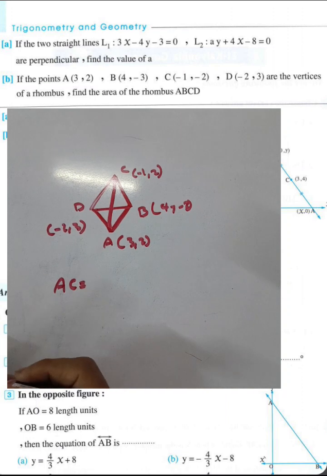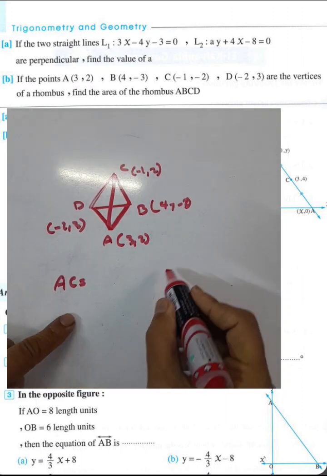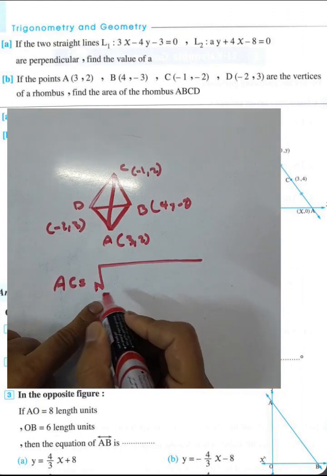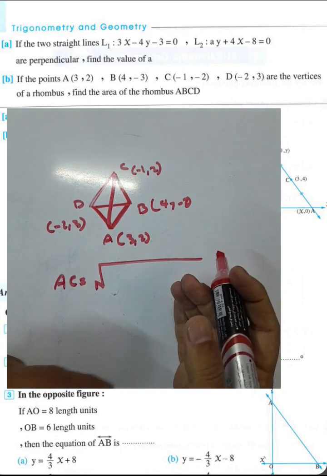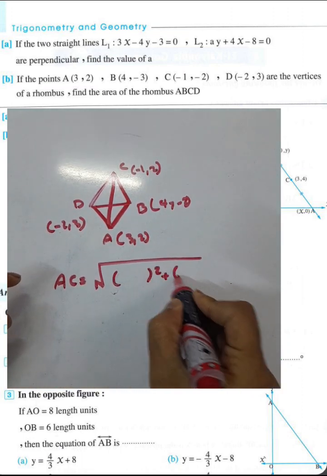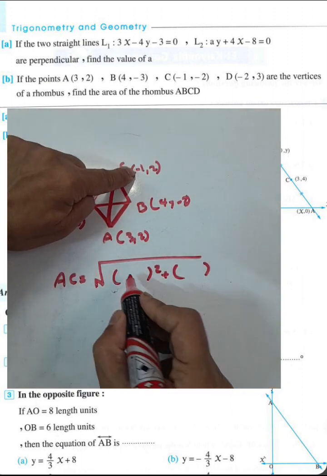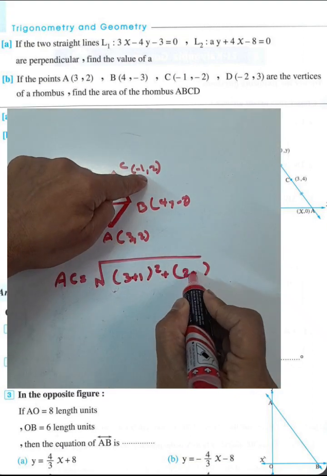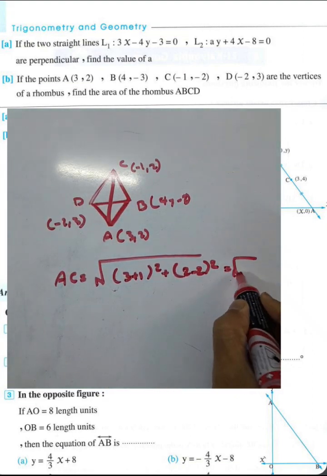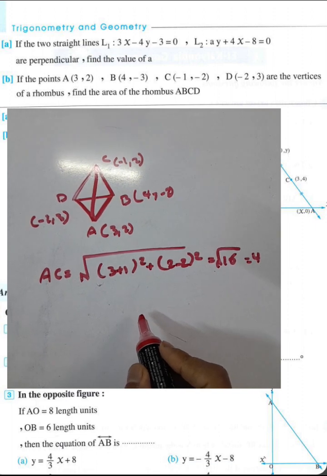We know in any rhombus the two diagonals are perpendicular and not equal in length. Then we can find the length of AC by taking the square root of (x2 minus x1) power 2 plus (y2 minus y1) power 2. Okay, you can write with me the steps here. x2 minus x1, 3 minus -1, it will be 3 plus 1, power 2, and 2 minus 2, it will be 0, power 2. The result will be the square root of 4 power 2, which is 16, 16 plus 0 is 16. Square root of 16 is 4.